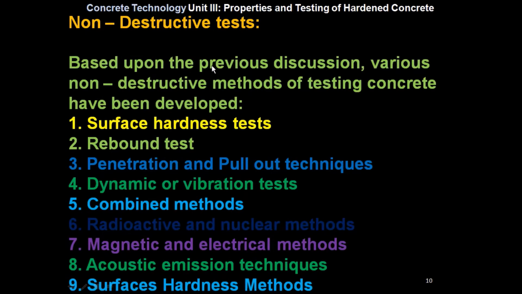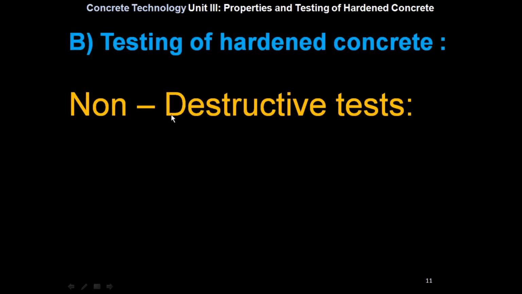Based upon the previous discussion, various non-destructive methods of testing concrete have been developed. First is the surface hardness test, second is rebound test, third is penetration and pull-out techniques, fourth is the dynamic or vibration test, fifth is the combined methods, sixth is radioactive and nuclear methods, seventh is magnetic method and electrical method, eighth is the acoustic emission techniques, and ninth is the surface hardness methods. So we have seen the non-destructive test.